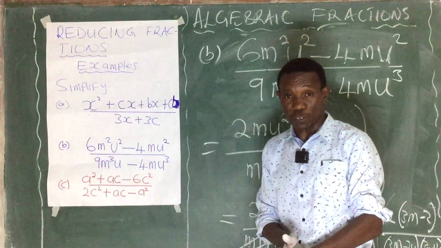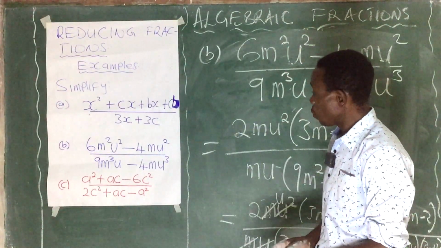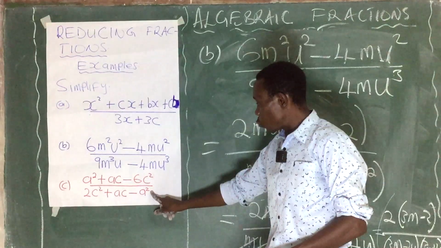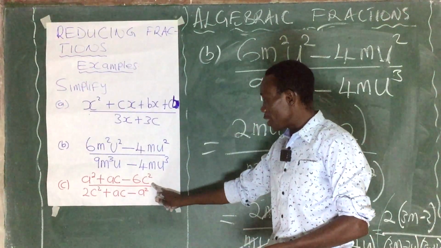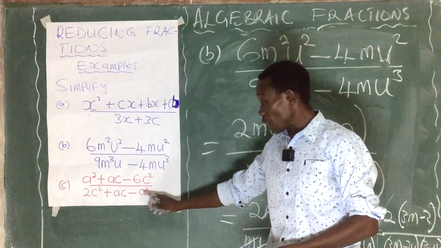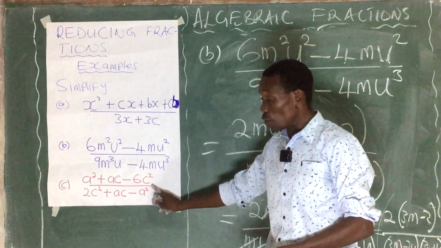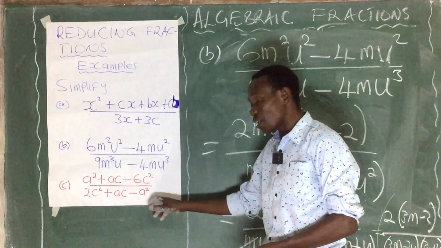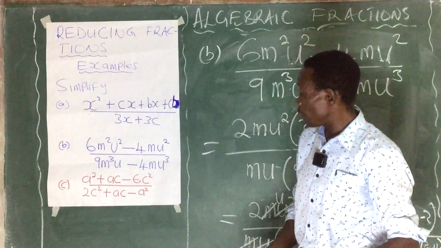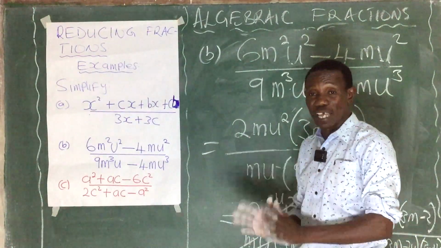Right, so I'll leave question C to you to do practically and try to check what type of fraction you are going to get when you simplify this one. So do the same: factorize the numerator, factorize the denominator, identify if you have a common factor. If you don't have it, then leave the fraction as such.